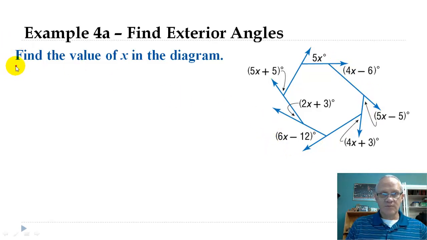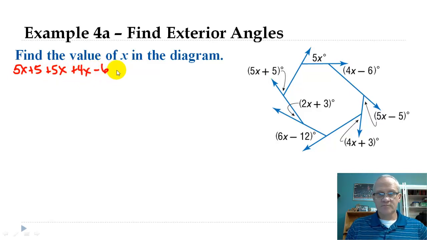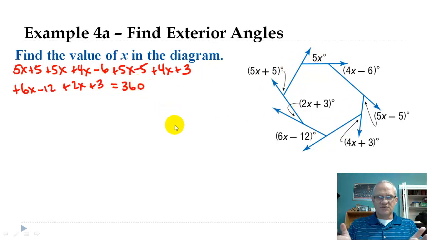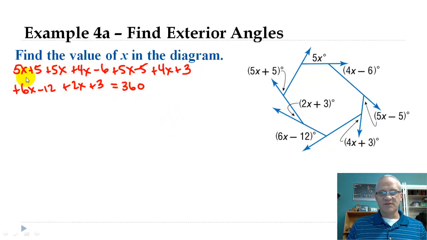So I'm going to start here with 5x plus 5, plus 5x, plus 4x minus 6, plus 5x minus 5, plus 4x plus 3, plus 6x minus 12, plus 2x plus 3. I just worked my way around here, and all those, when added together, have to equal 360. The tricky part is we have to add all these up correctly. So let's add up the x's first.